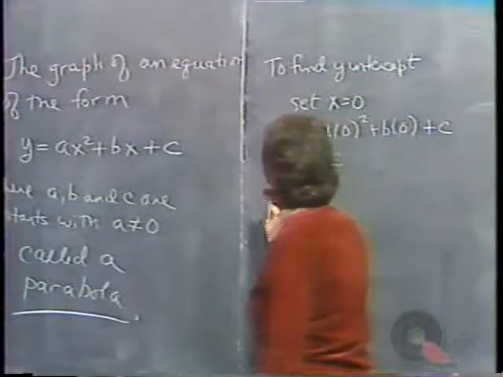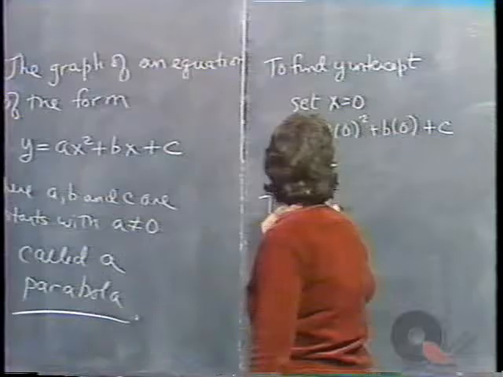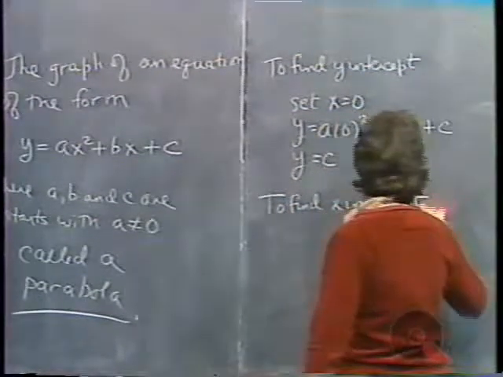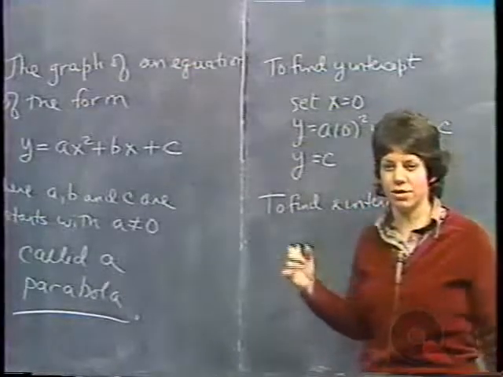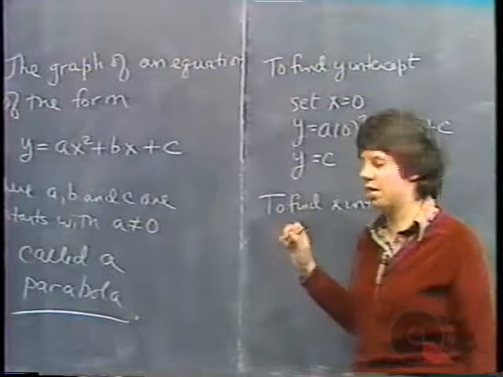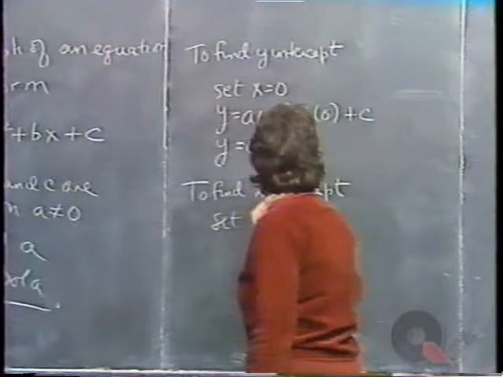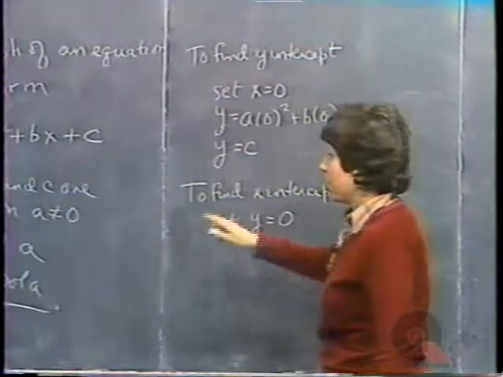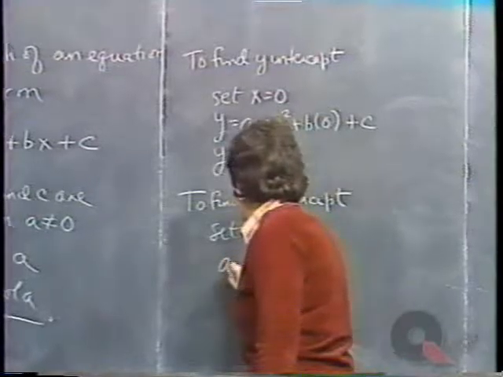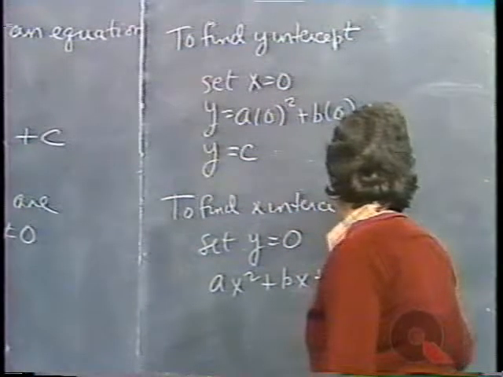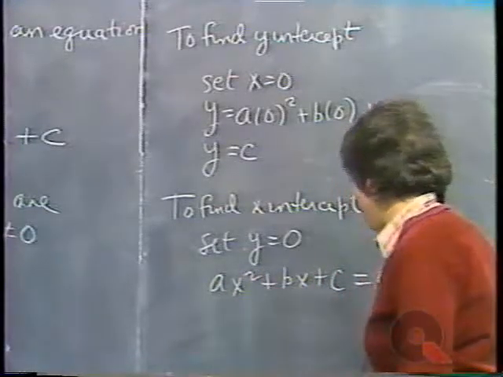To find the x-intercept, the place where the curve crosses the x-axis, the y-coordinate naturally would be 0. So we're going to set y equal to 0 and try to solve for x. If we set y equal to 0, we will get ax squared plus bx plus c equals 0. We have a quadratic equation in the variable x.